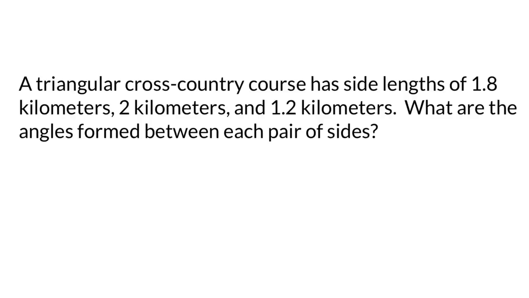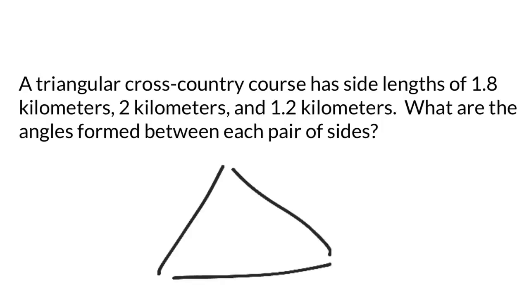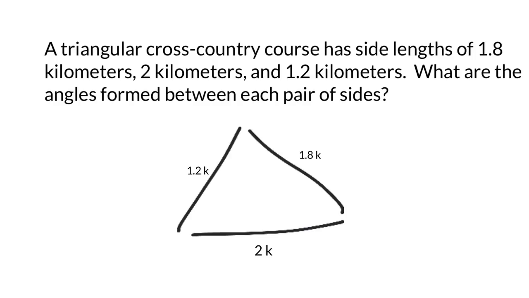So once you're done reading the problem, we have a course that's 1.8, 2 kilometers, and then 1.2. They want to know the angles formed by each pair of sides. Unless you're guaranteed that this is a right triangle, and you can check to see if it is, we don't have sine, cosine, and tangent to work with.